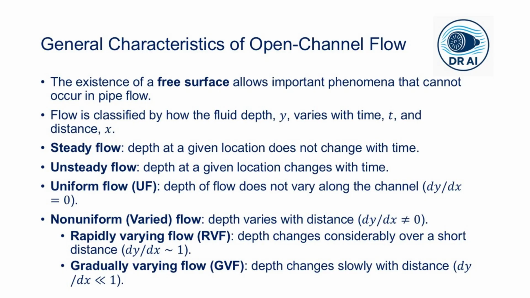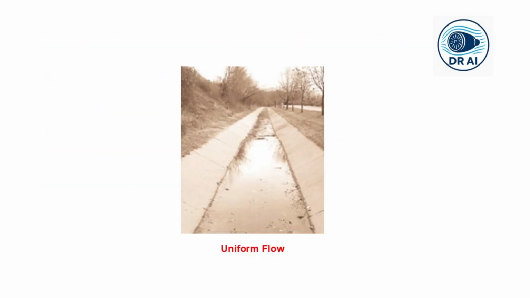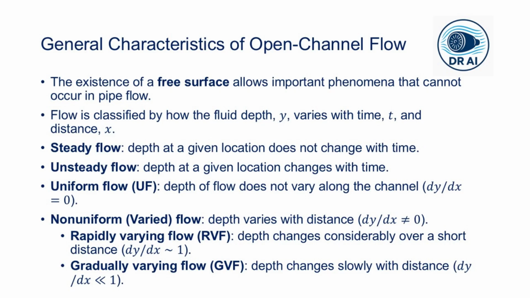The second major classification is about how the depth changes along the channel, the distance x. Now, if you walk along the bank and the depth y remains perfectly constant, we call that uniform flow. In the diagram displayed over here, dy/dx equals 0. This is the ideal case, like a perfectly straight man-made canal. But most natural channels are not this perfect. If the depth does change with distance, meaning that dy/dx is not equal to 0, we call it non-uniform or varied flow.